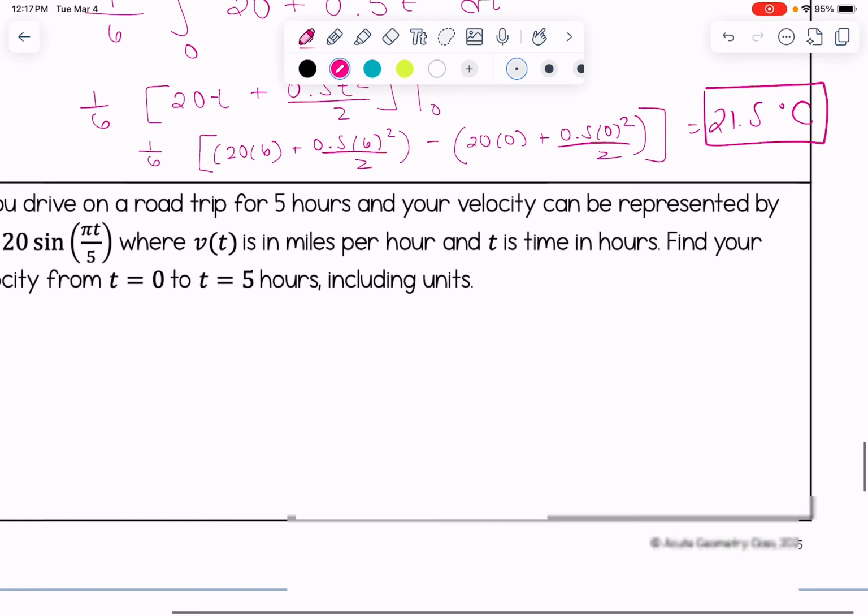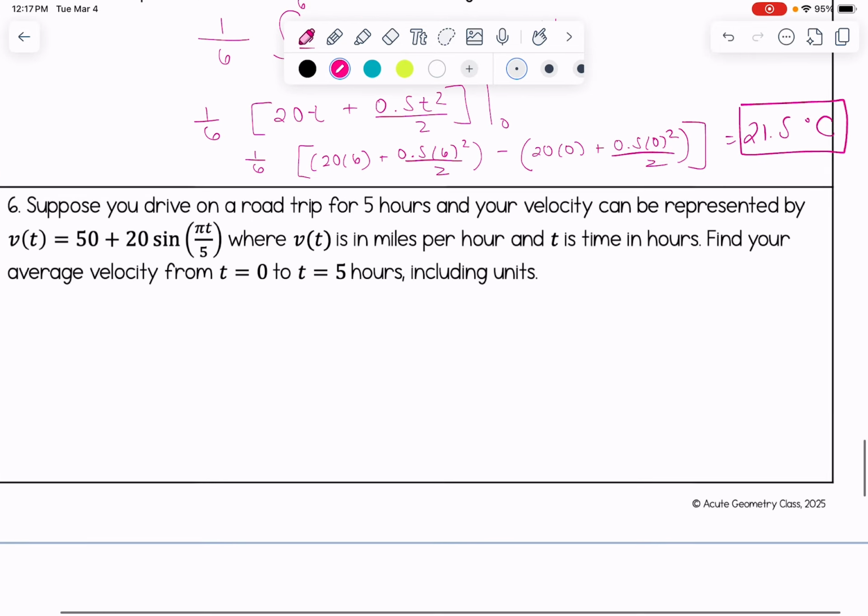Okay, let's try one more real-life application problem. So it says, suppose you drive on a road trip for 5 hours and your velocity can be represented by v of t equals 50 plus 20 sine pi times t over 5, where v of t is in miles per hour and t is in hours. Find your average velocity from t equals 0 to t equals 5 hours, including units. So very similar question to number 5. So we're going to put our 1 over b minus a in front, so that's 1 over 5. The integral from 0 to 5, and then we're going to use our function v of t here.